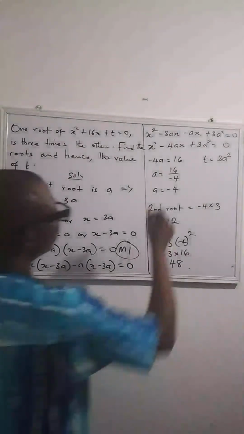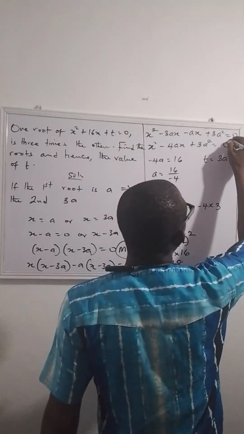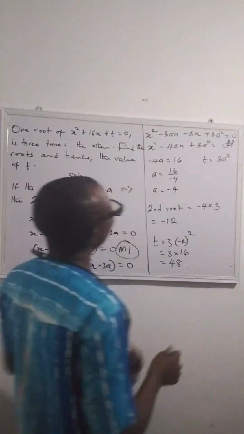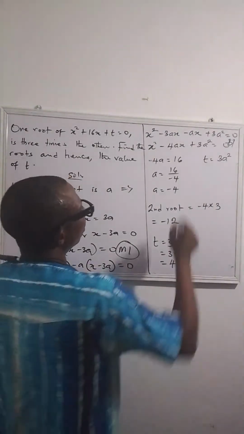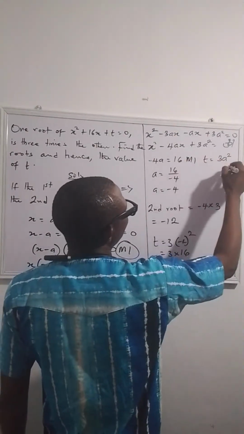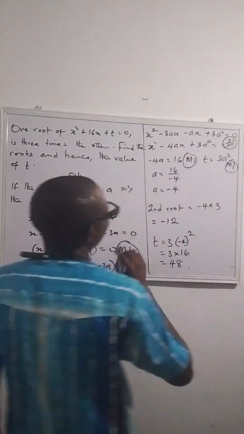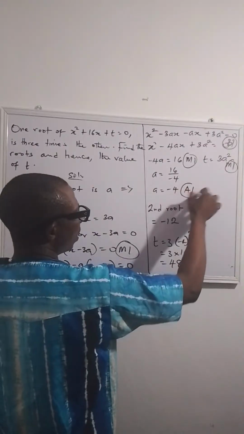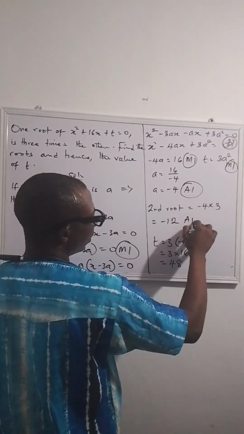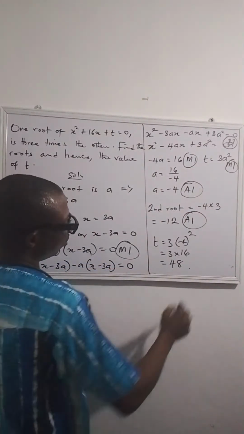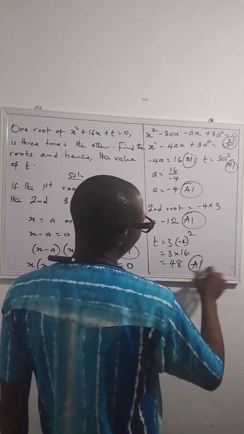For getting this quadratic equation, we have B1. And for making comparison, we have M1. Now for getting A, we have A1. For getting B, we have A1. And for getting the value of T, we have A1.